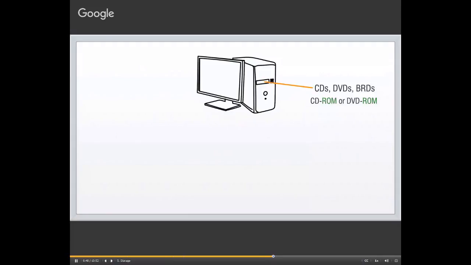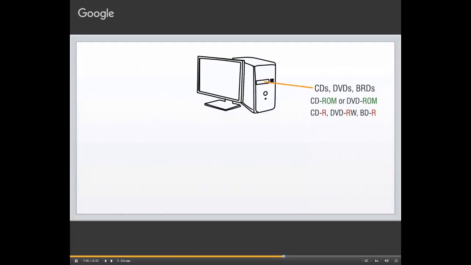Writable disks, on the other hand, can be modified. Disks that are writable have an R or an RW at the end. For example, CD-R, DVD-RW, BD-R. The R stands for recordable. Unlike their ROM counterparts, these types of disks can have information saved to them.